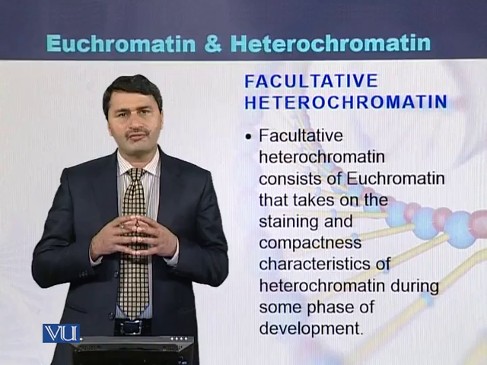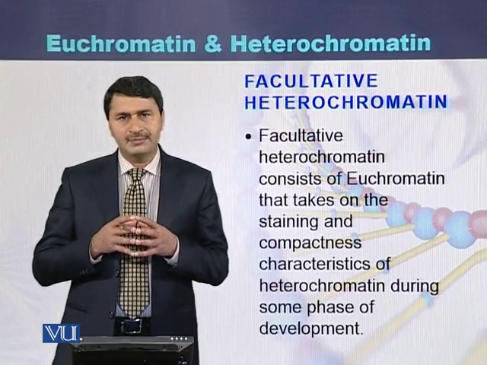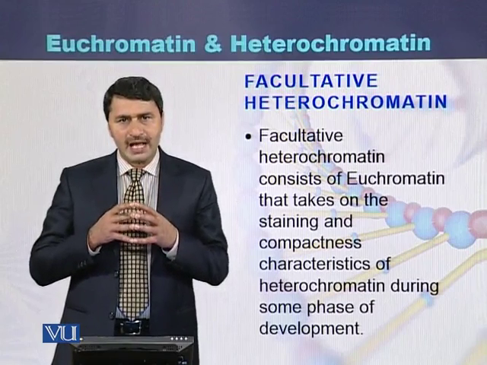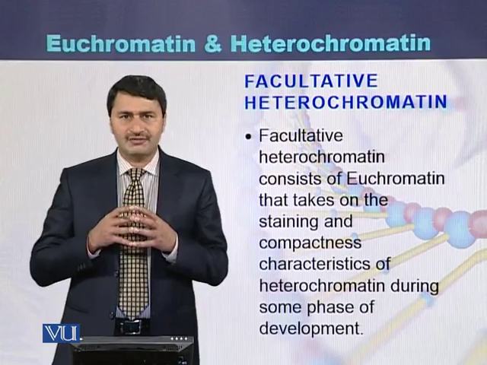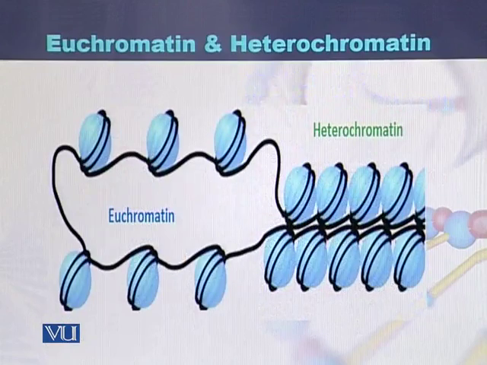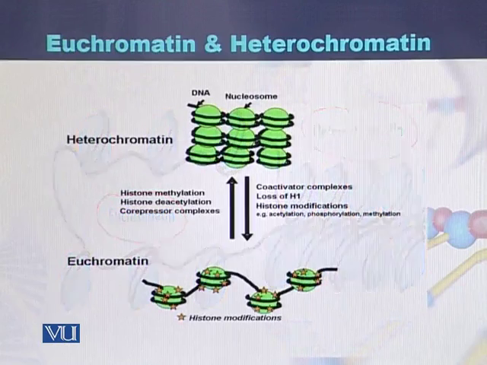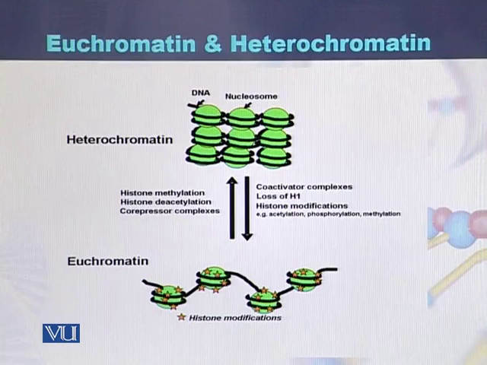In the case of facultative heterochromatin, this is the type of heterochromatin that can revert back into the euchromatin phase. Here we can see both types of chromatin: heterochromatin, which is in a compact form, while euchromatin is in a relaxed form. Heterochromatin and euchromatin can be changed from hetero into eu and eu into heterochromatin.